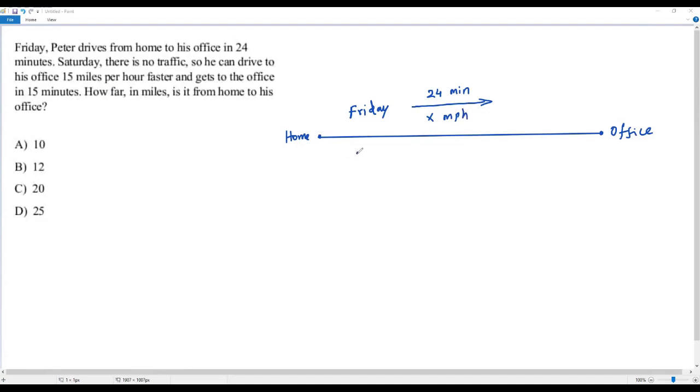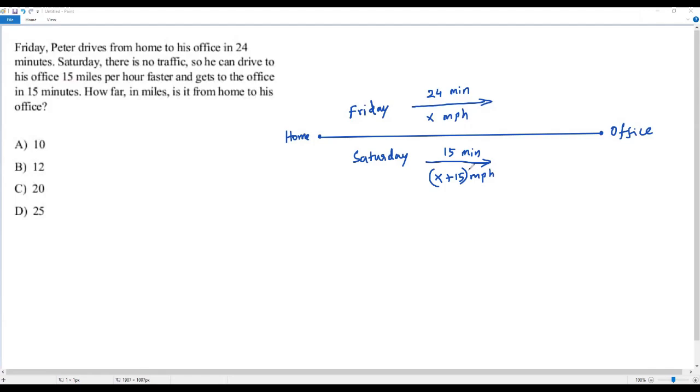Now let's take Saturday below the line segment. On Saturday, he drives 15 miles per hour faster and gets to the office in 15 minutes. The time for Saturday is 15 minutes, and the speed is 15 miles per hour faster than Friday. Already we have assumed x miles per hour as the speed for Friday. Then for Saturday, 15 miles per hour faster means we have to write x + 15 miles per hour. So this is the speed for Saturday.